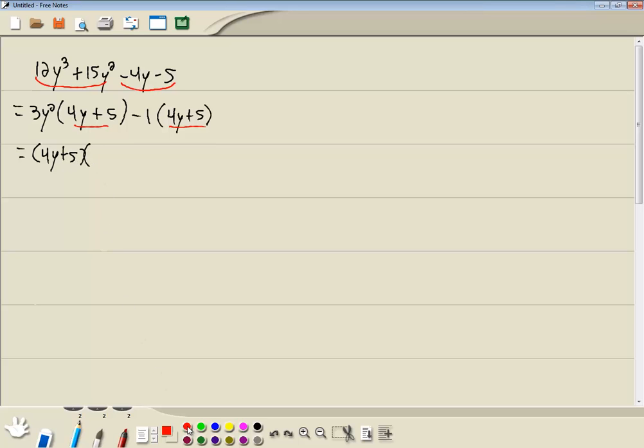And to decide what goes in your second set of parentheses, you can now go up the previous line and cross out the two 4y plus 5s. And what isn't crossed out is what goes in your second set of parentheses. So this will be 3y squared minus 1. And that's your answer.